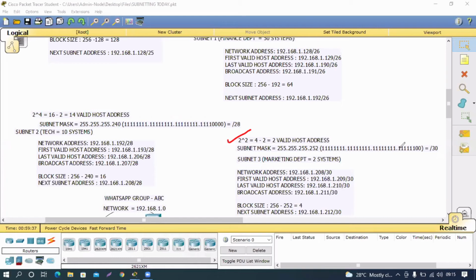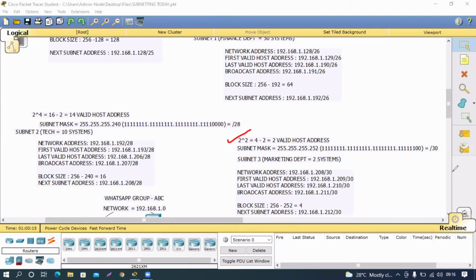For subnet 3, marketing department, there are 2 systems. So we need more than 2 systems to have a valid host address. For that, we are going for 2 raised to power 2, which gives the answer 4. And after separating 2 for the network address and broadcast address, we get the 2 valid host addresses. For that, the first 26 bits will be ones, and the last 2 will be zeros, and for that the CIDR will be 30.